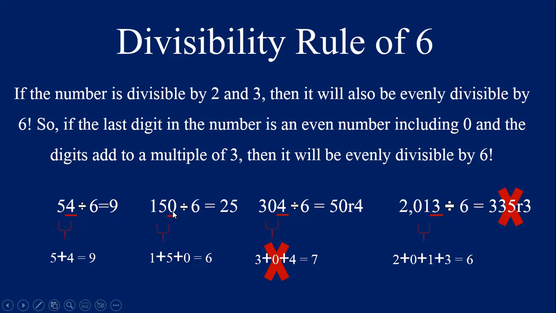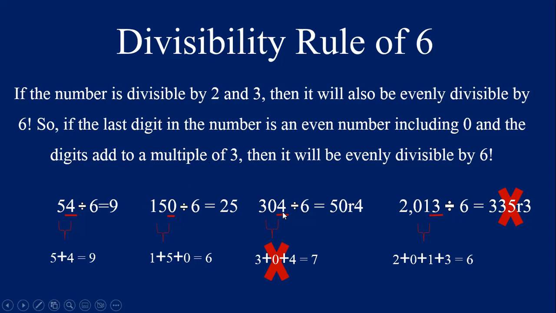Now let's check, is it evenly divisible by 3? Well, let's add these numbers together. There's a 1, a 5, and a 0. If we add 1 plus 5 plus 0, we get 6. 6 is a multiple of 3. 3, 6, right? So it fits. It fits the rule of 2 and 3, and therefore 150 is divisible by the number 6, and we get the answer of 25.